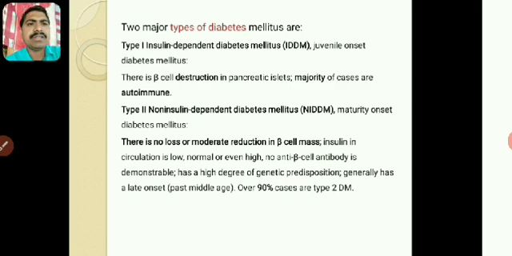And type 2 is also known as non-insulin dependent diabetes mellitus, or maturity onset diabetes mellitus, because it occurs in middle age or after middle age. In type 2 diabetes mellitus, there is no loss or only moderate reduction of beta cells, and 90% of cases are of type 2. So these are the two major types. Type 1 is insulin dependent, meaning there is a complete destruction of beta cells of the islets of Langerhans of the pancreas, and type 2 is non-insulin dependent diabetes mellitus.